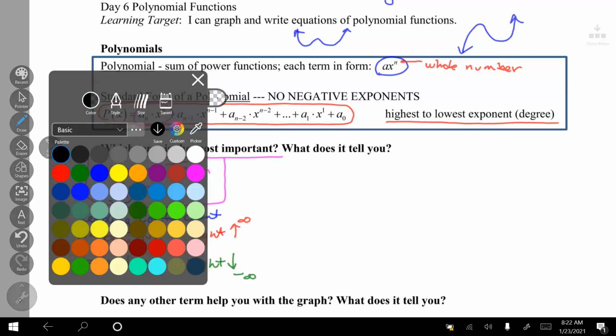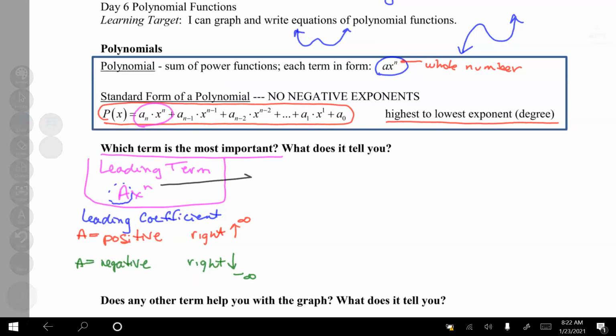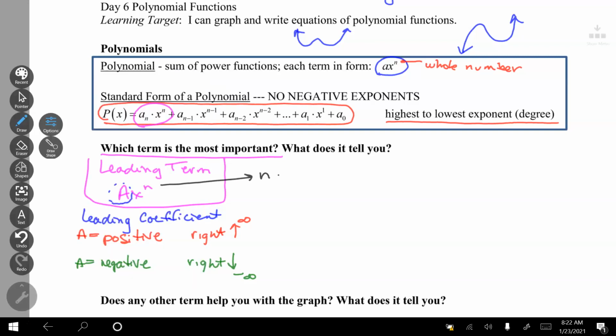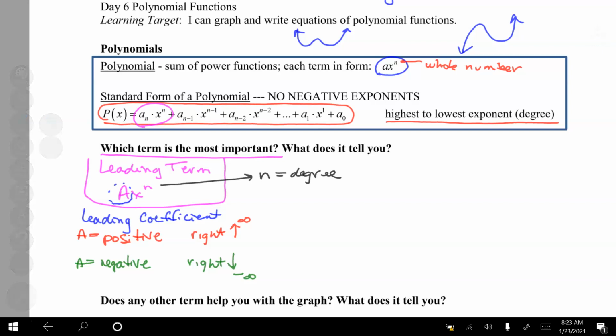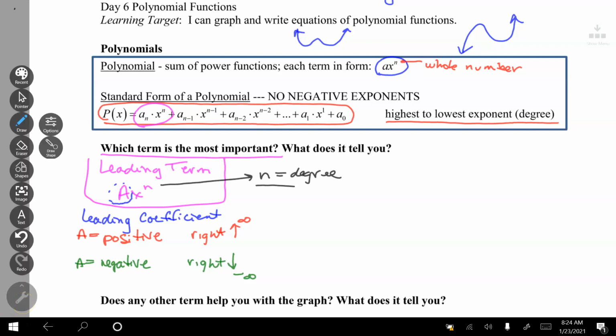The other part that we have is this exponent, n. It is called the degree of the polynomial. The highest n is the degree of the polynomial. If it's a second degree, we call it a quadratic. If it's a third degree, we call it a cubic. And we have fourth degree, fifth degree, and so on and so forth. That will tell you a couple things. The degree will help you with the other side, the left side of the graph.